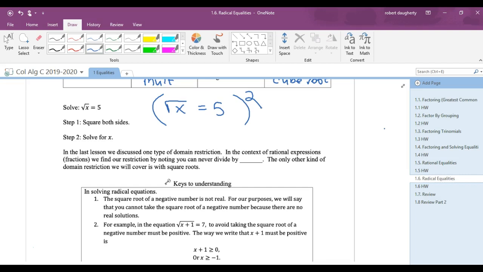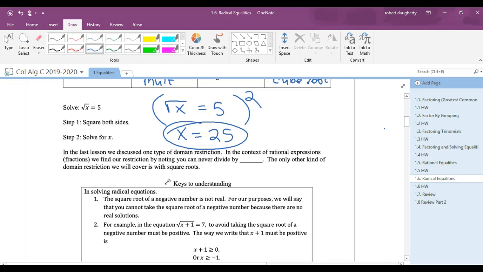So the reason I square it: if I square the square root, I just get x equals 25. Okay, I square both sides of that equation, and I get x has to be 25. Okay, so that is the solution for this one.